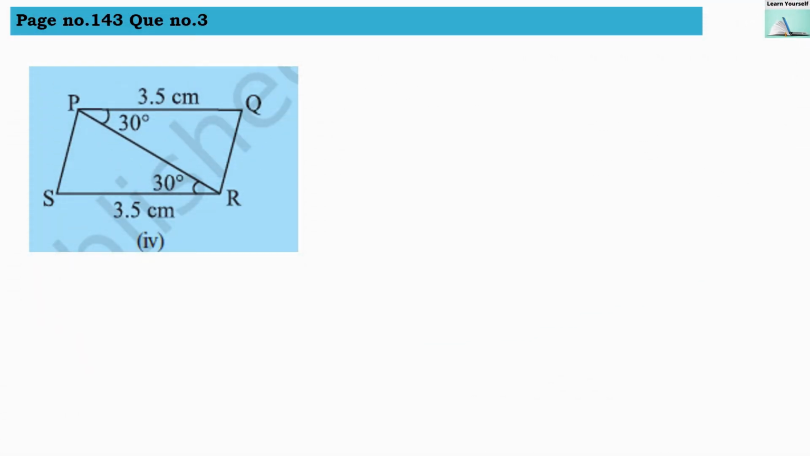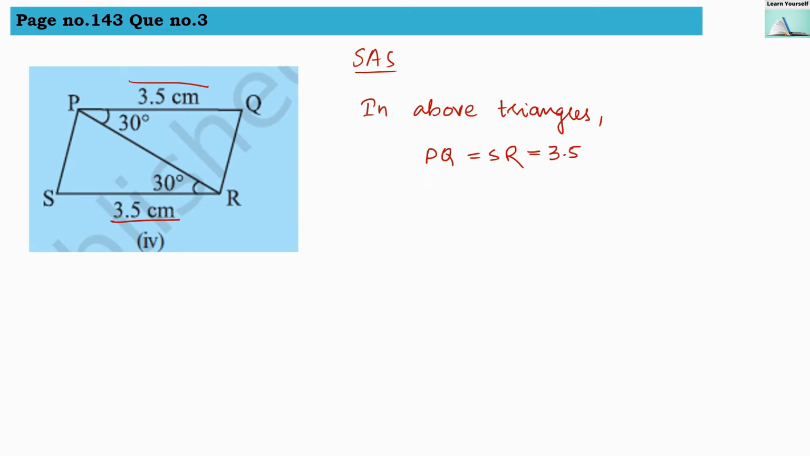Fourth numerical. We have to establish SAS congruence in two triangles. The first triangle is this and the second triangle is this: triangle PQR and triangle PSR. Let us check what sides are equal and angles are equal. First, we can locate that PQ and SR are both equal. So in the above triangles, PQ is equal to SR and it will be equal to 3.5 centimeter.